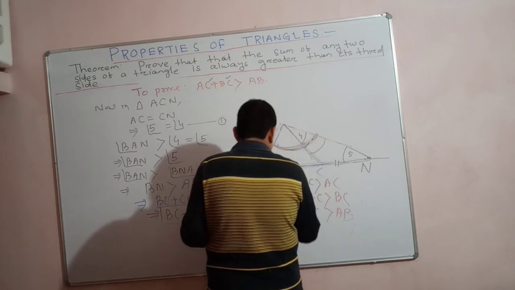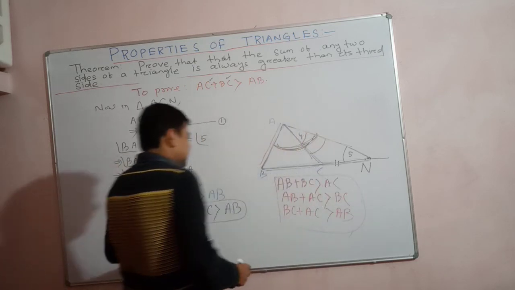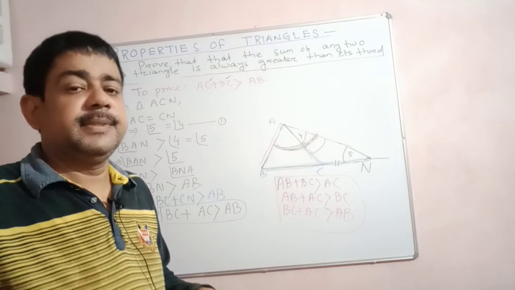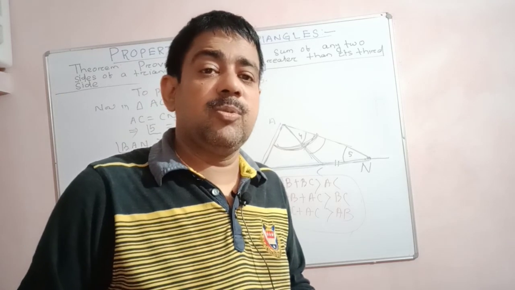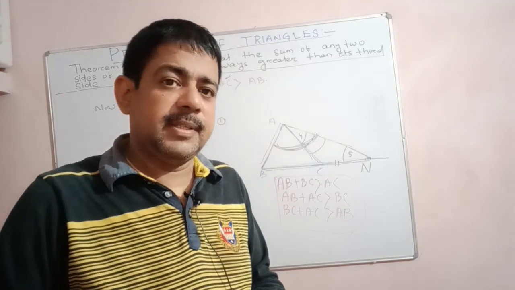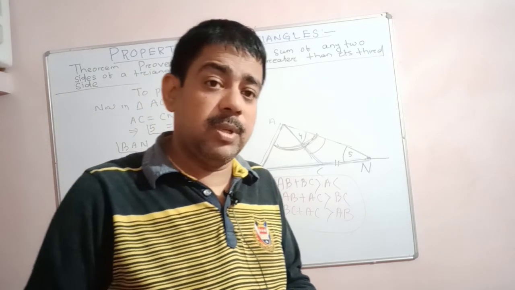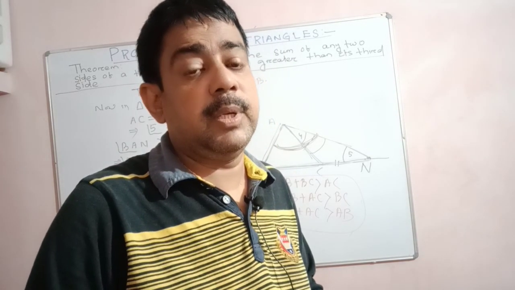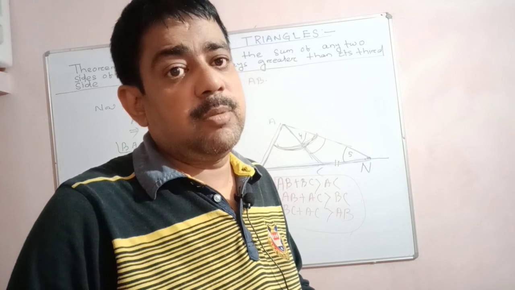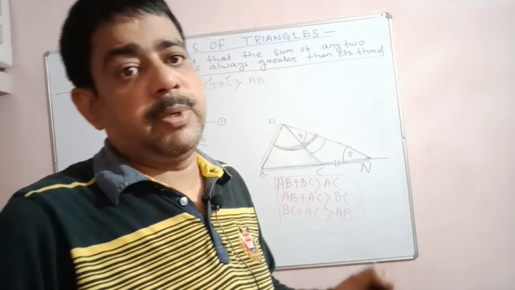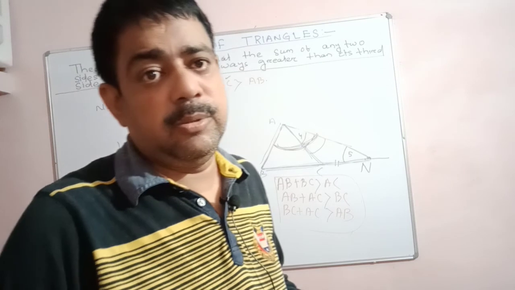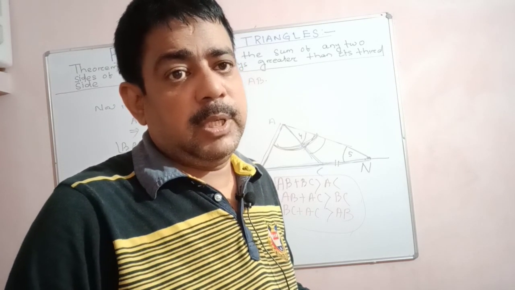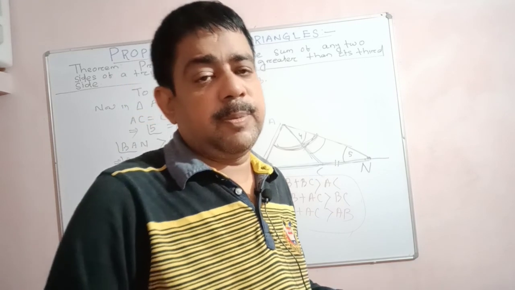Thus, we proved this important property: the sum of any two sides of a triangle is always greater than the third side. This is one of the most important concepts and statements of the triangle. Understand or not? Okay. And it also has wide application to prove various geometrical properties.